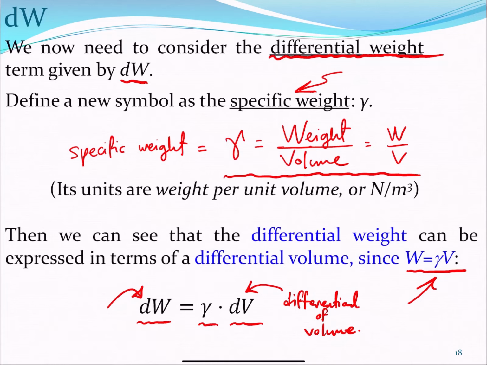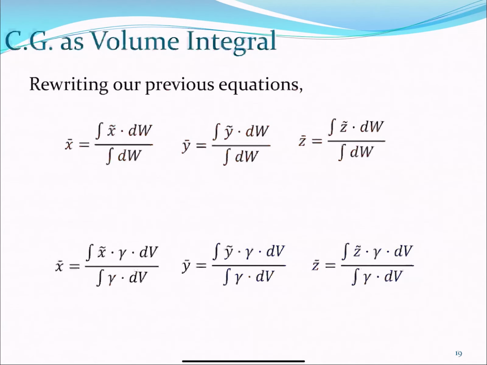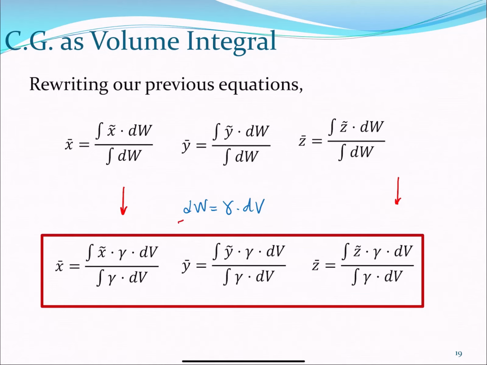So we can rewrite our previous equations in which we have differential of weight. We can express those as equivalent expressions using now specific weight and volume, using this definition that we have over here. In many problems you will be given the variation of the weight via gamma, and then you just have to play with volumes. So this is for weight.